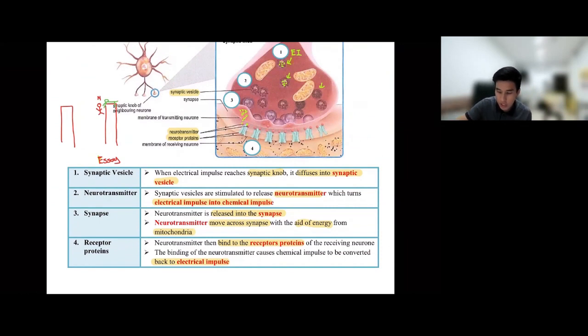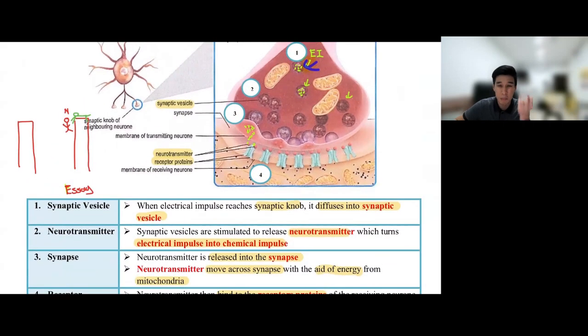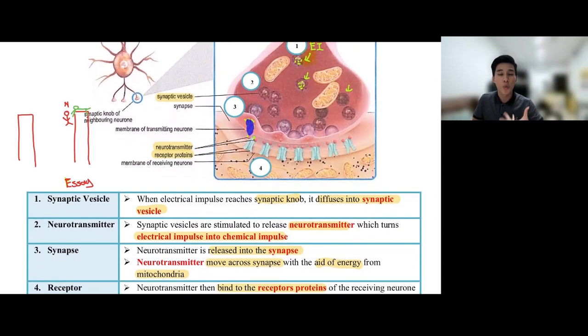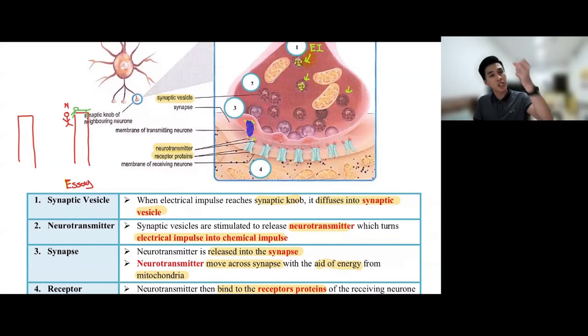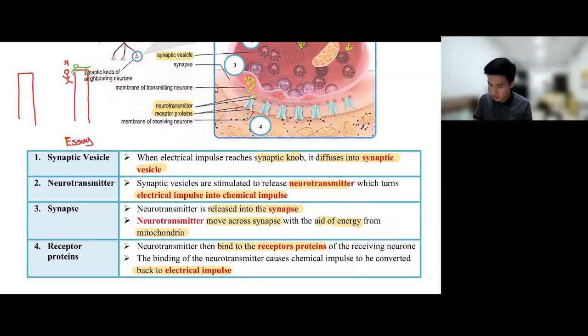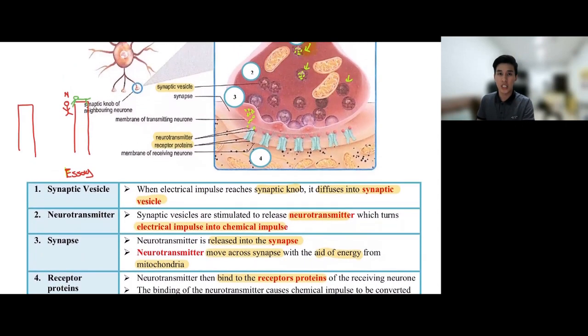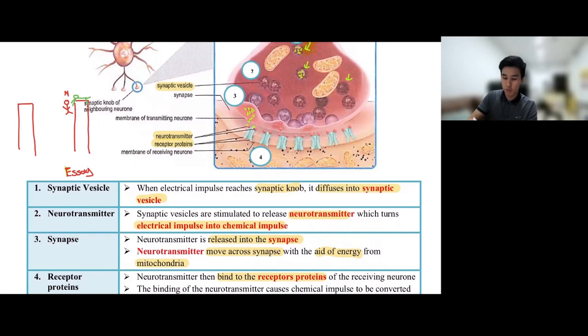Okay, quick recap. The electrical impulse goes into the synaptic vesicle. Inside the synaptic vesicle is the neurotransmitter, which is the main thing that converts the electrical to chemical. Then the synaptic vesicle releases it into the synapse, and the neurotransmitter moves across with the help of energy. Once it reaches the other side, the brother that catches him is the receptor protein. Finish. The impulse is inside the neurotransmitter. Yes, correct. That's why it's called neurotransmitter. It helps transmit the nerve impulse across.